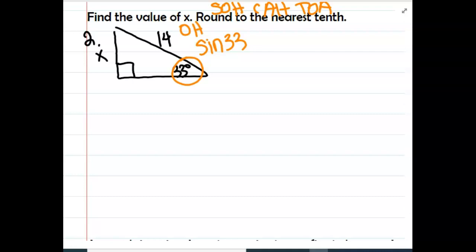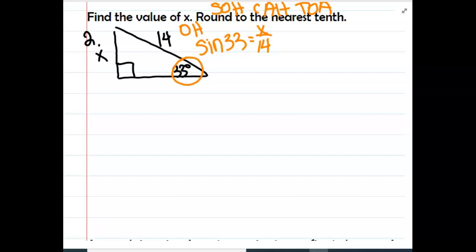It means that any right triangle in the world that has a 33 degree angle, this ratio between the opposite, which is x, over the hypotenuse, which is 14, whatever x is, we'll figure that out in just a second. Any right triangle that has an angle of 33 degrees is going to equal this ratio. So we need to find out what x is.